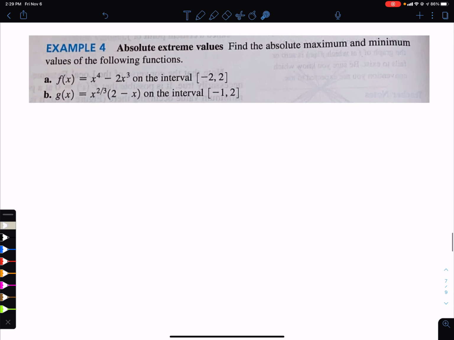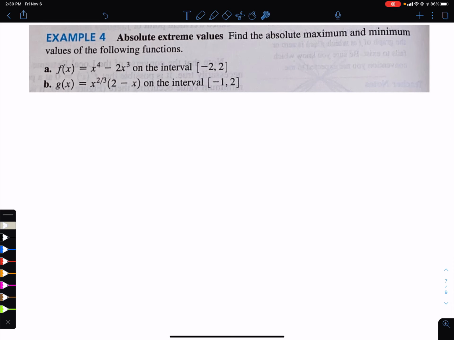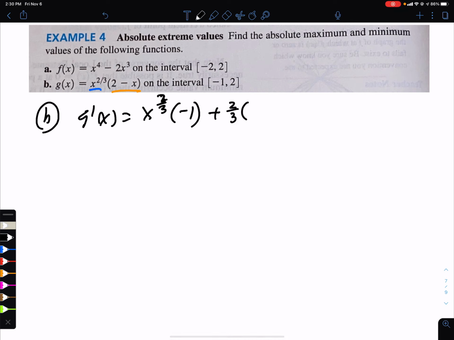So you have one more, actually we have two more examples. Example 4b, go ahead and pause and see if you can find the absolute max and minimum of this. So g prime of x, product rule, because I'm multiplying two things together. So I leave the first alone, and I take the derivative of the second. And then I take the derivative of the first, the power rule, I bring the 2/3 in front, decrease that by 1, I'm going to get negative 1/3.